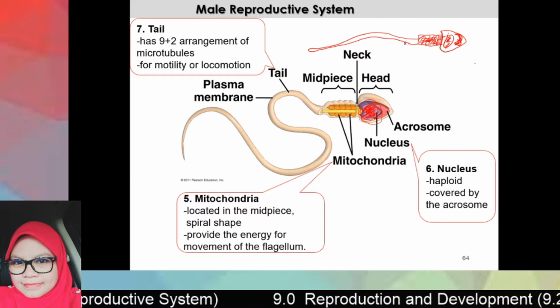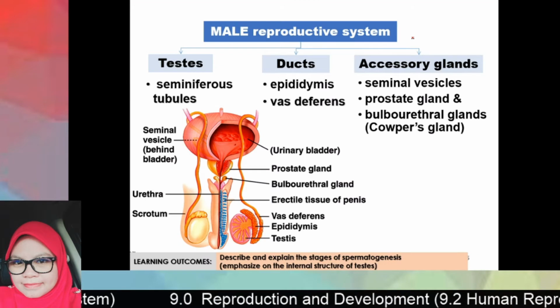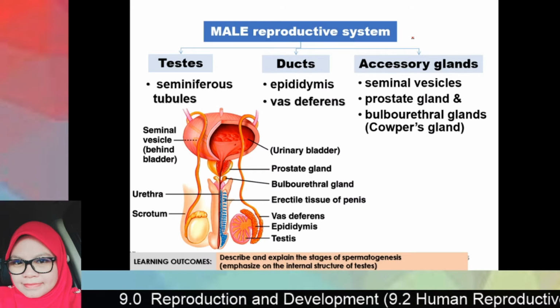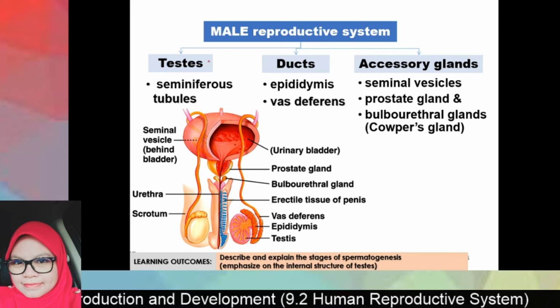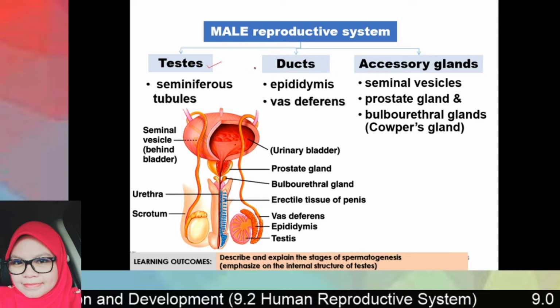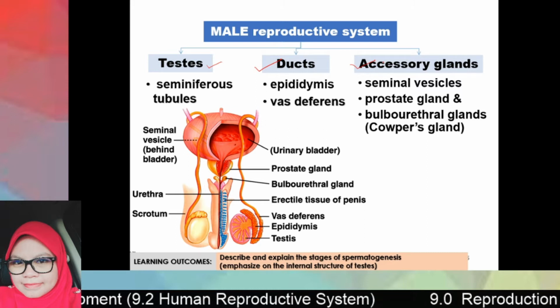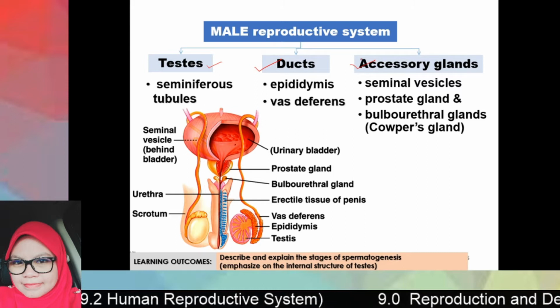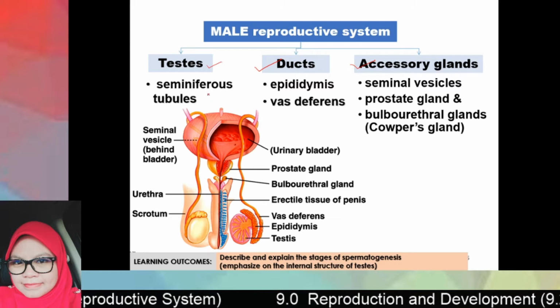And then the tail, okay, this is for the locomotion of sperm. So for the male reproductive system, okay, they have three important parts: the testis, ducts, and accessory glands. So the male reproductive system will have all these three: the testis, which consists of seminiferous tubule.